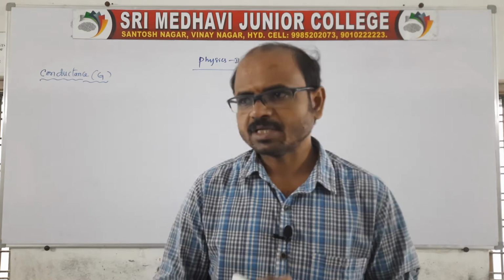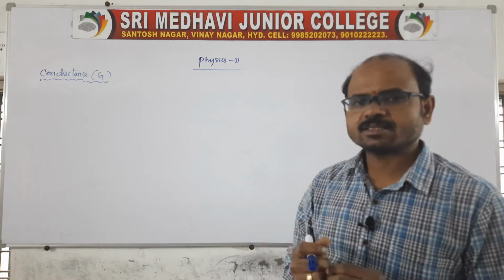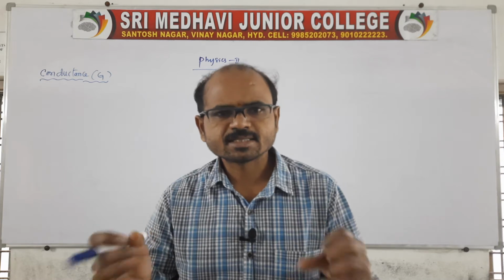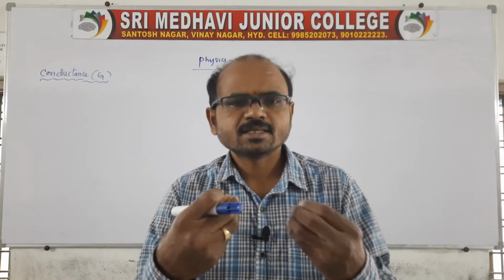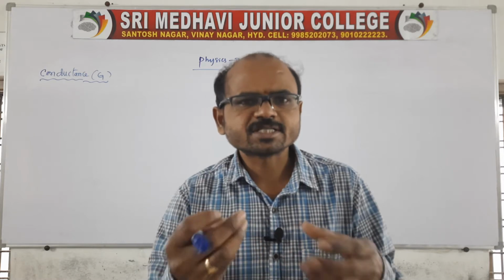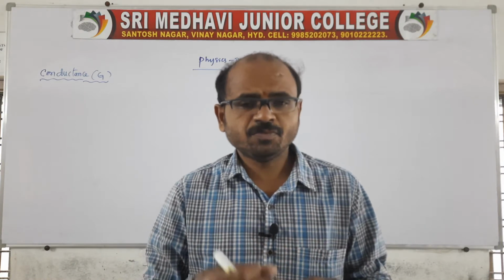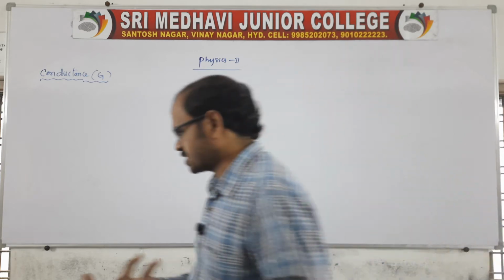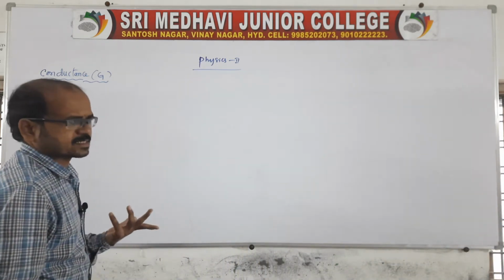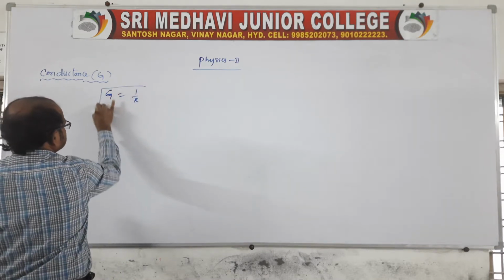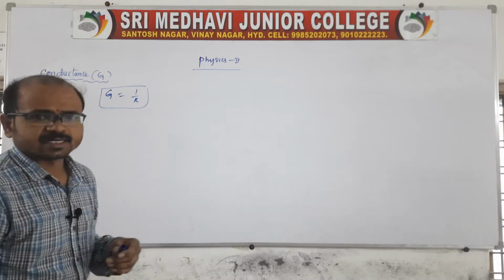That is conductance, capital G. So what is conductance? Conductance is that which conducts the electric current. Resistance is that which opposes the flow of charge. Conductance is that which allows the flow of charge, so it is the opposite of resistance, or we can also call it the reciprocal of resistance.